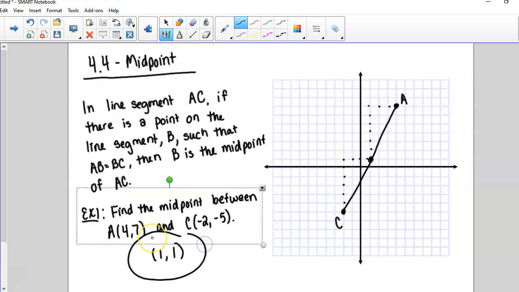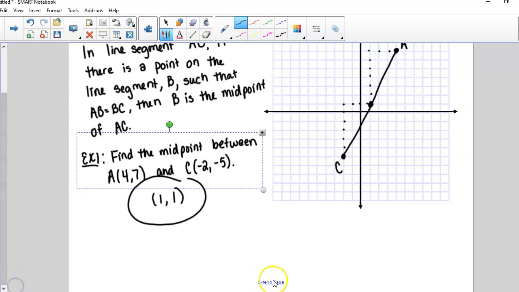Now, that one was fairly easy to do just by looking at the graph. However, sometimes this doesn't work out so well because sometimes the midpoint is not exactly on those grid lines perfectly. Sometimes your numbers are too big to fit on the graph. So it's nice to have another way to do this. And the other way that we're going to use is the midpoint formula.